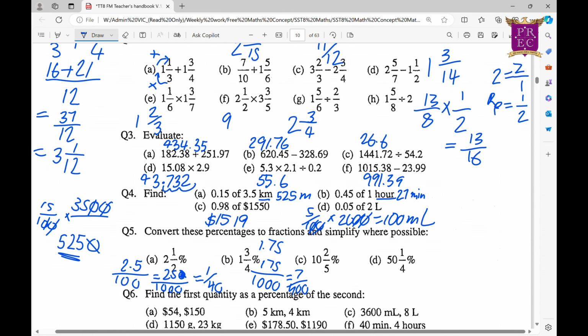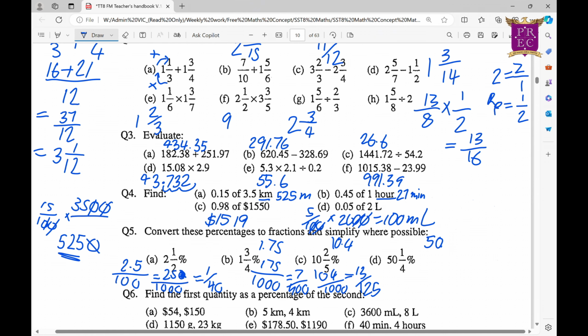Okay, same with this one. 2 on 5 is 0.4 as a fraction. We have 10.4, so 10.4 is 104 on 1,000. When we simplify that, what do we get? We get 13 on 125.